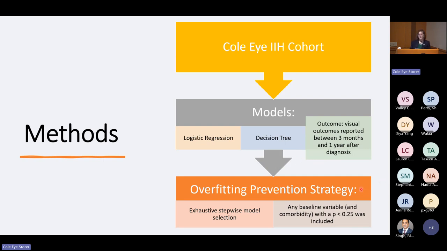So we first performed descriptive analyses for all of our models. And any baseline variable that had a p-value of less than 0.25 was potentially included as a potential predictor for the algorithm. This was to be extra conservative to make sure we weren't excluding anything that might be important for our analysis. And then we performed an exhaustive stepwise model selection to best determine which attributes were most valuable for the model.